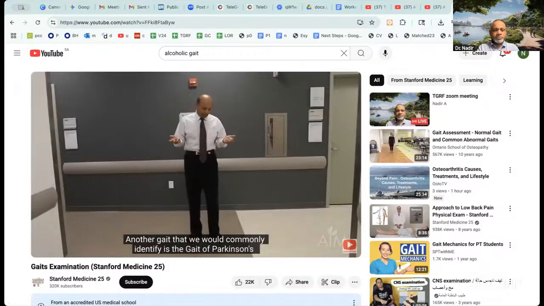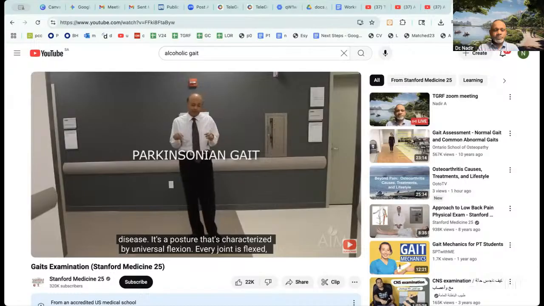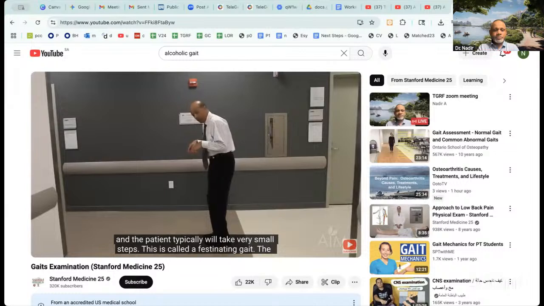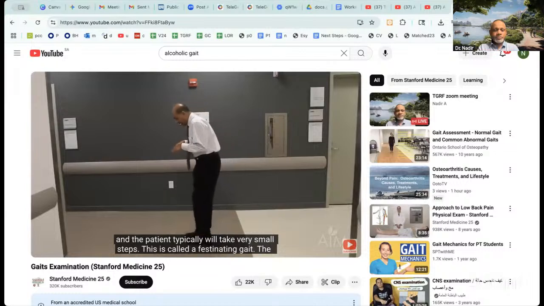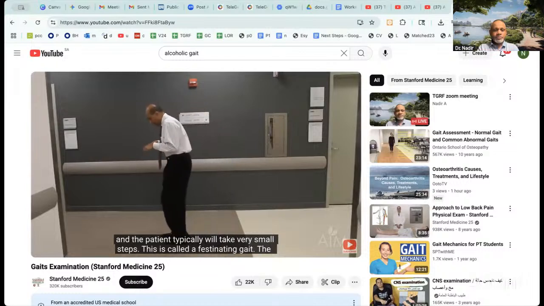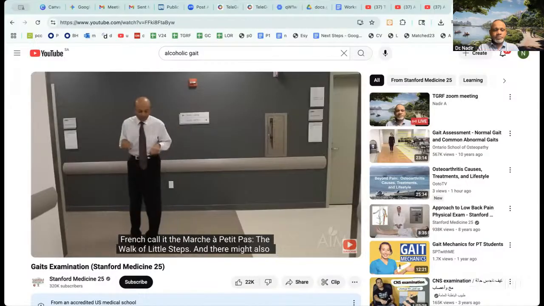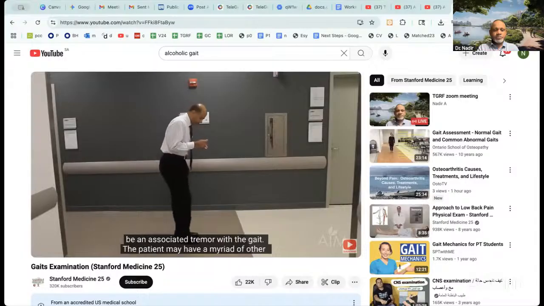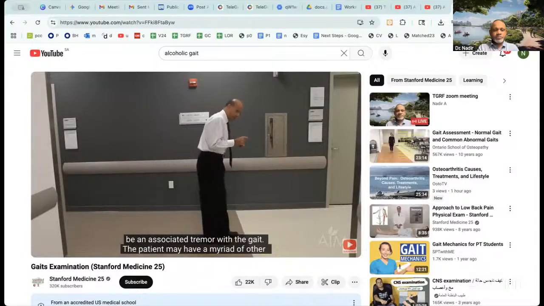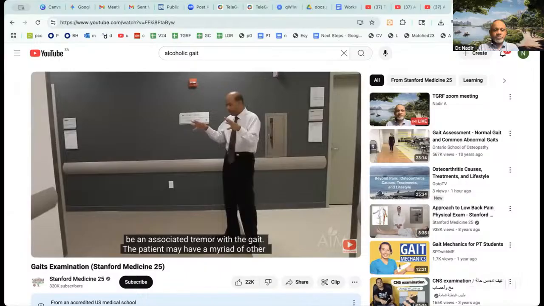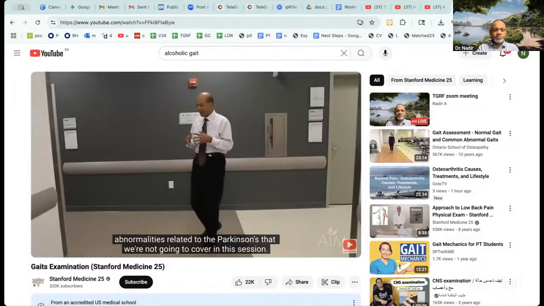Another gait that we would commonly identify is the gait of Parkinson's disease. It's a posture that's characterized by universal flexion. Every joint is flexed, and the patient typically will take very small steps. This is called a festinating gait. The French call it the marche à petits pas, the walk of little steps. And there might also be an associated tremor with the gait. The patient may have a myriad of other abnormalities related to the Parkinson's that we're not going to cover in this session.